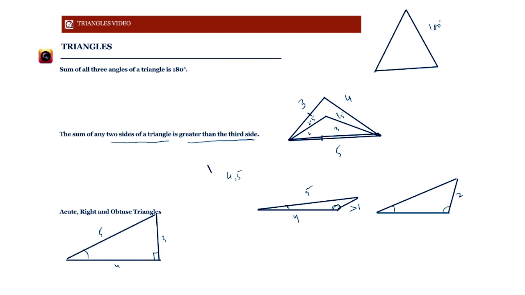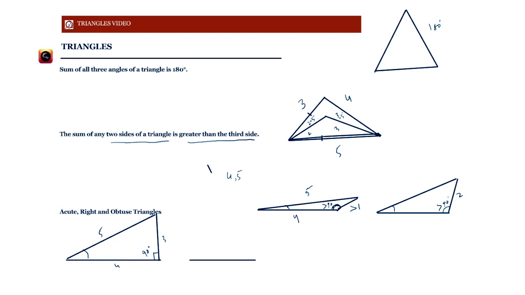What is an obtuse triangle? It has one angle which is greater than 90. So this angle is greater than 90. As I keep moving my side of length 5 up, now I get a 90-degree angle, and the side over here is now 3.